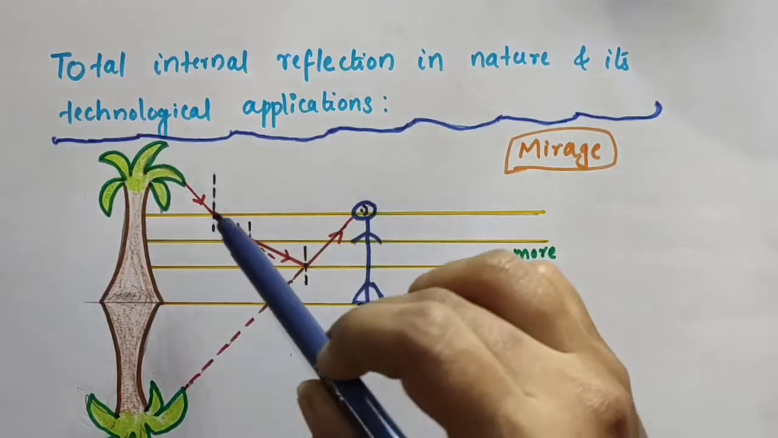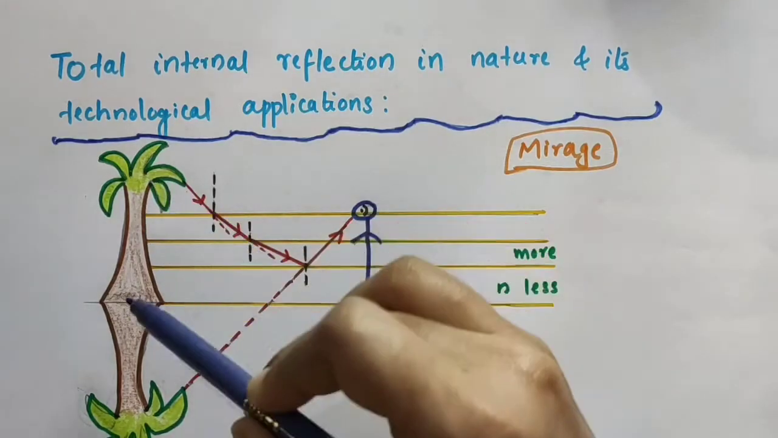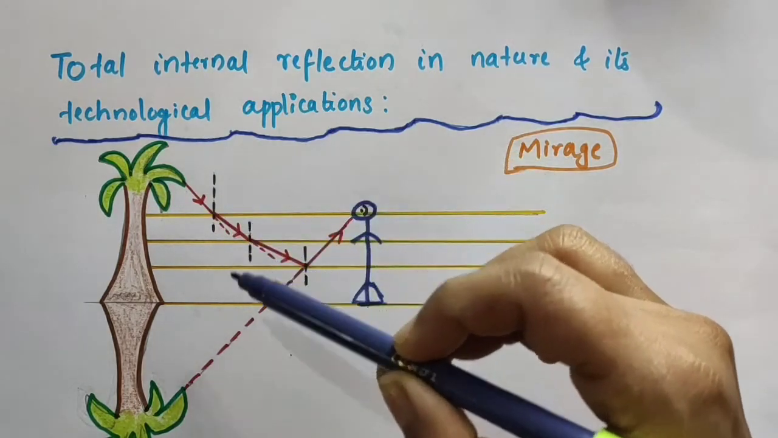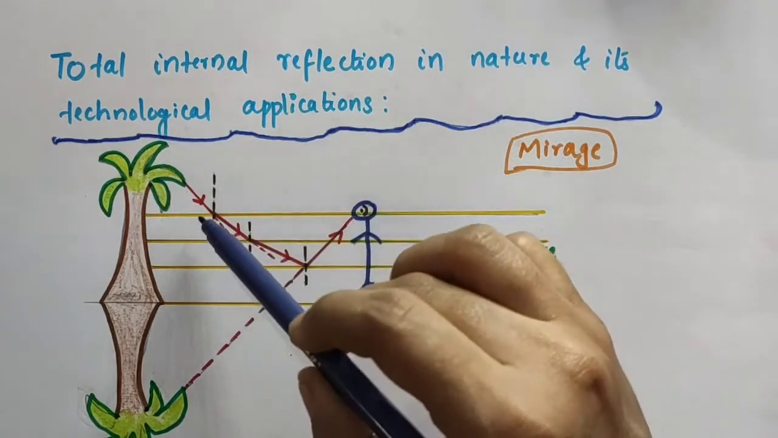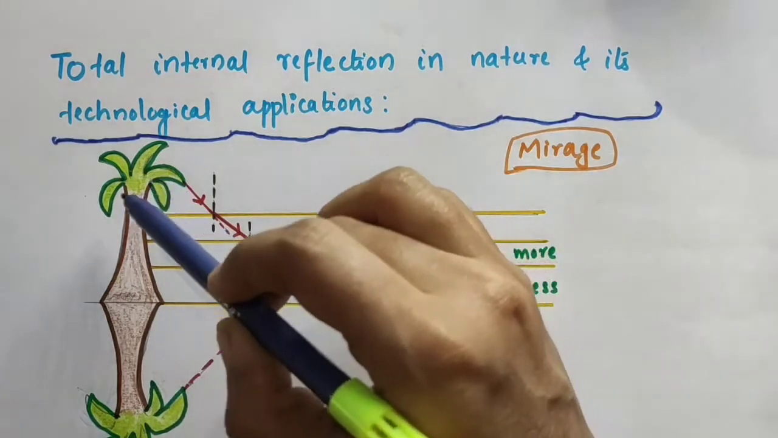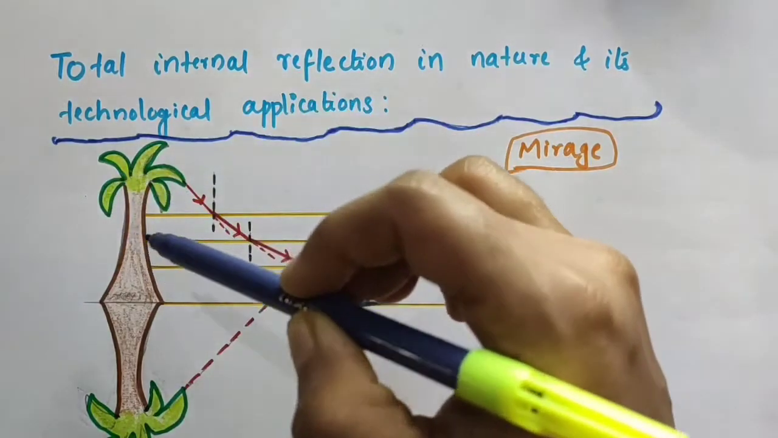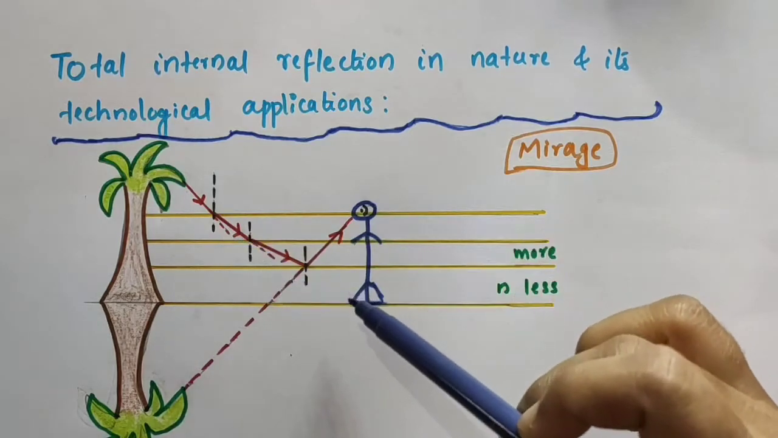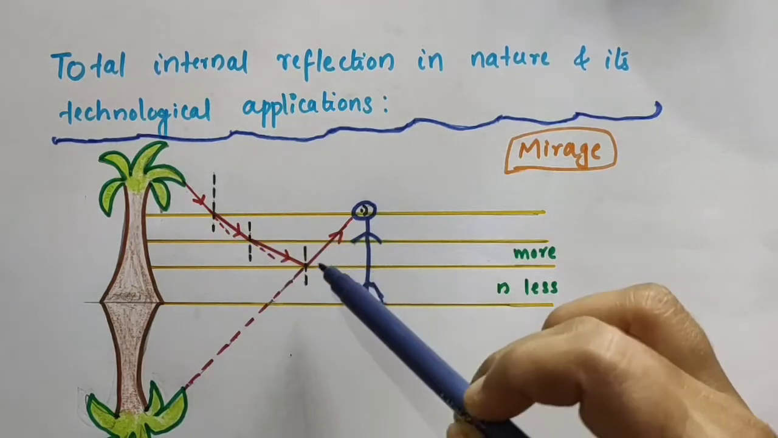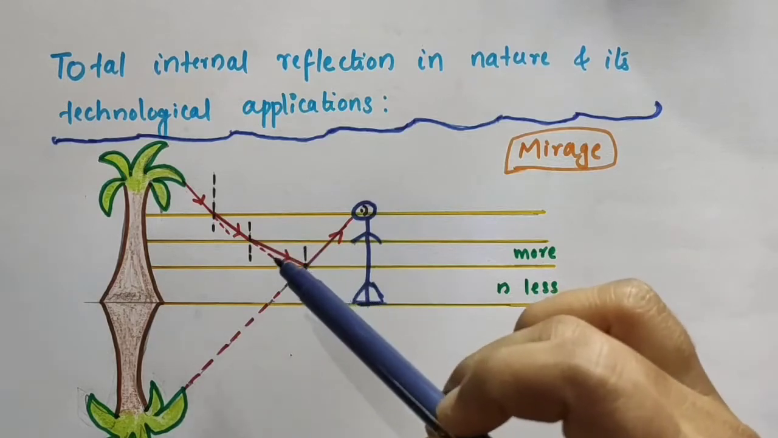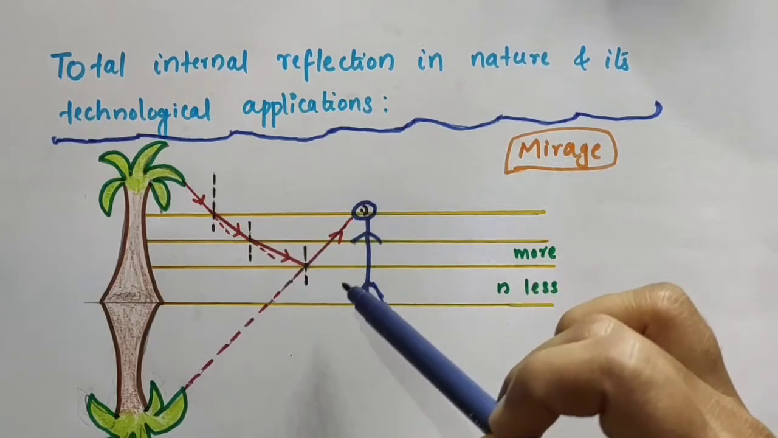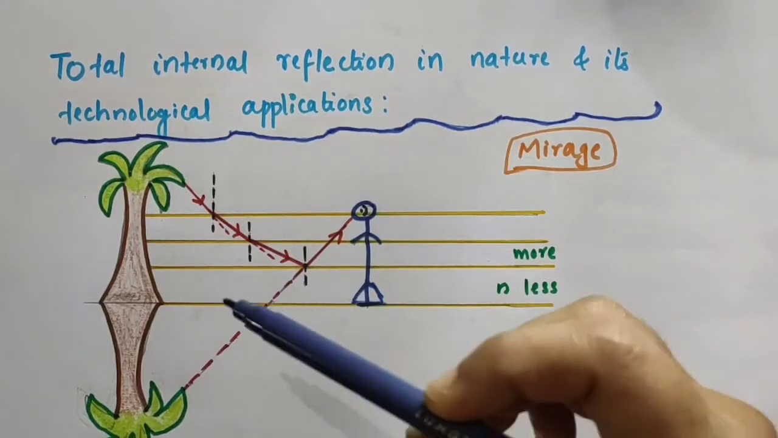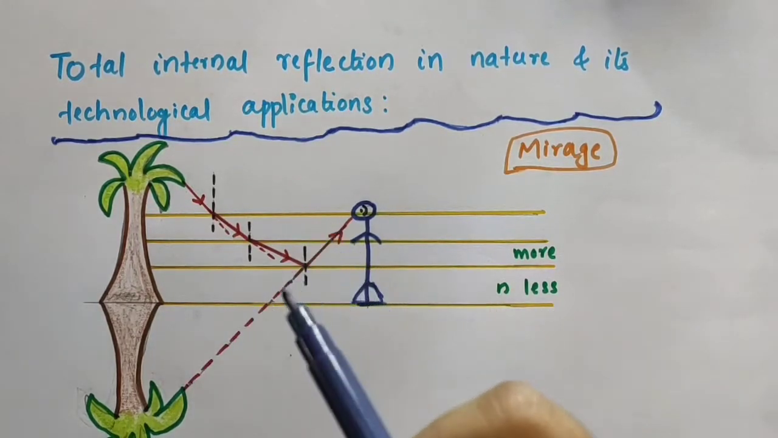As light from this tree passes through the medium whose refractive index decreases towards the ground, the ray of light coming from, or reflected from, that tree successively bends away from the normal and undergoes total internal reflection, if the angle of incidence for the air near the ground exceeds the critical angle. We have discussed the critical angle in the previous video. Please watch that video, then only you will get an idea about total internal reflection.